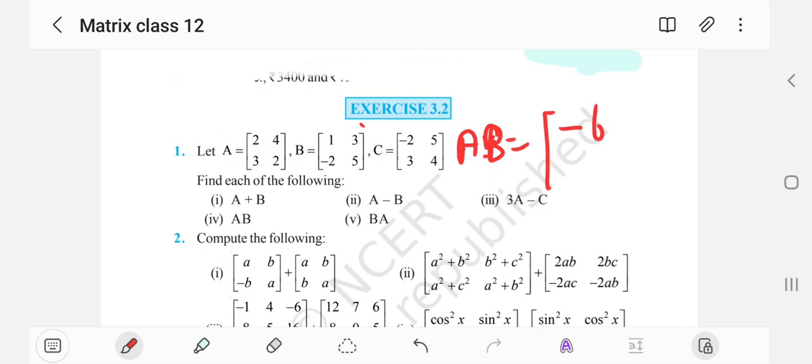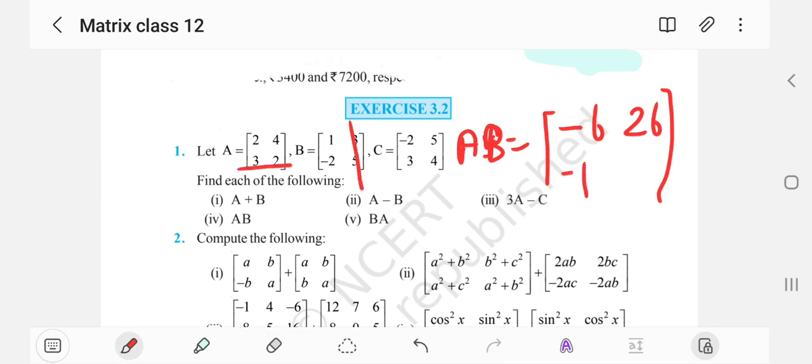Then I will multiply this row with this column. I will multiply this 2 with this 3, then add 4 into 5, as I have explained in the example also, correct? So when I multiply, I get 26. You can check yourself. Now I multiply this row with this column: 3 is multiplied with 1, so 3, plus 2 is multiplied with minus 2, so minus 4. So what do I get? I get minus 1, right? Let me write minus 1.